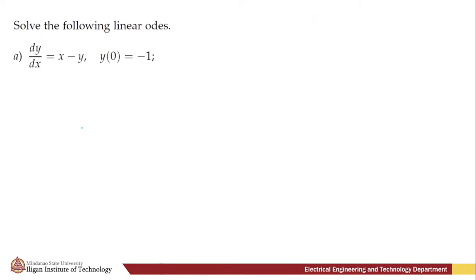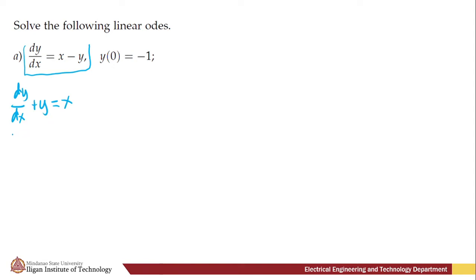We have another example here. dy over dx equals x minus y, with the initial condition y of 0 equals negative 1. If you notice, the differential equation is not in linear form. So we are going to rearrange this equation so that it will be easy for us to identify the values of p of x and q of x. So, we have dy over dx plus y equals x.